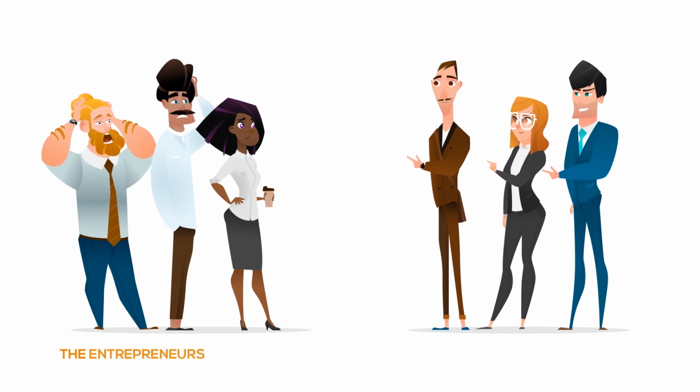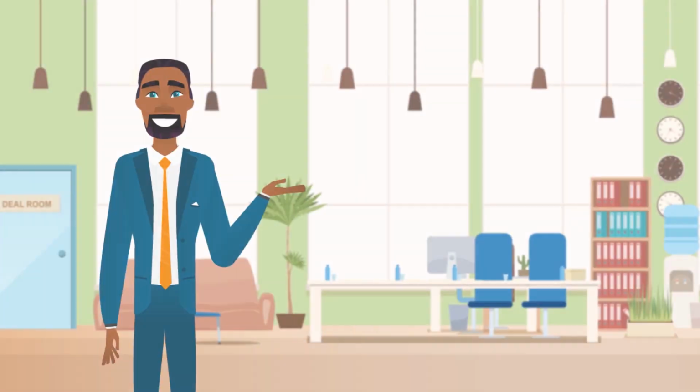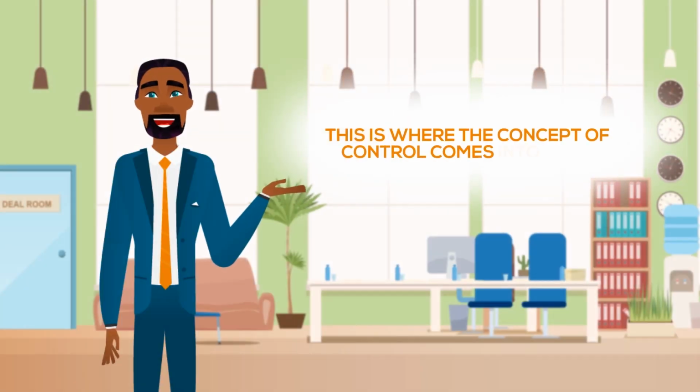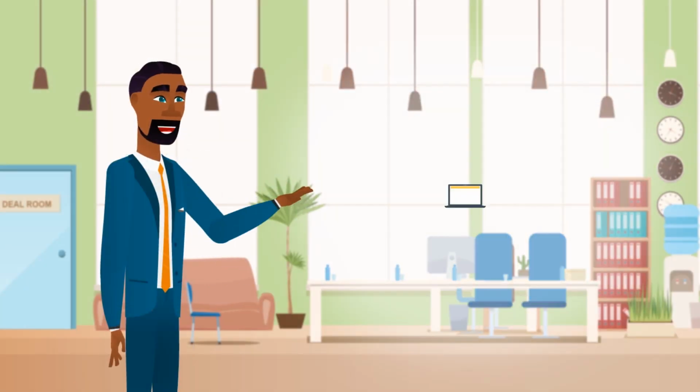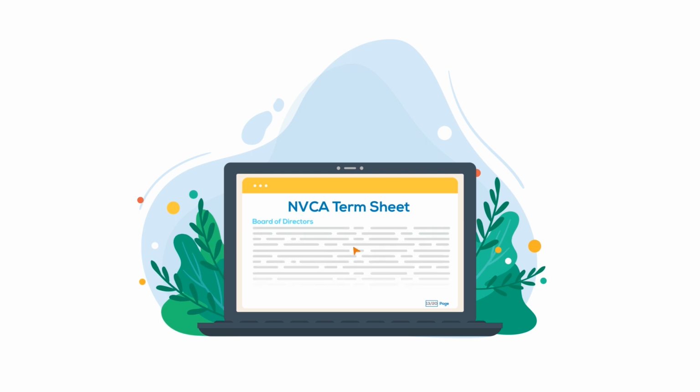The entrepreneurs also need to spell out specific actions that will have an effect on the direction of the company and need to hold VCs accountable. This is where the concept of control comes into play. There are 4 major control provisions in the term sheet. The first is the Board of Directors.